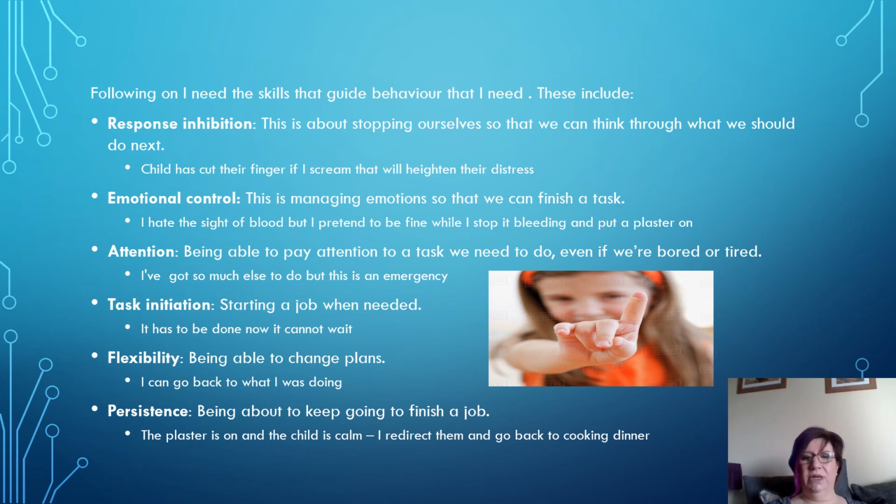Okay, so we're going to continue with the next examples using a cut finger, where I've heard that scream and I've gone running. So following on, I need skills that guide the behaviour that I need to be doing. And these include things like response inhibition. This is about stopping ourselves so that we can think through what we should do next, or what we should say, how we should behave. And response inhibition is going to stop me from screaming when I see blood. There's a reason I didn't become a general nurse. I'm really not very good with blood. I'm either going to faint or pass out.